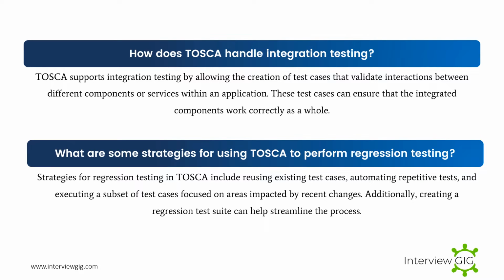What are some strategies for using TOSCA to perform regression testing? Strategies for regression testing in TOSCA include reusing existing test cases, automating repetitive tests, and executing a subset of test cases focused on areas impacted by recent changes. Additionally, creating a regression test suite can help streamline the process.